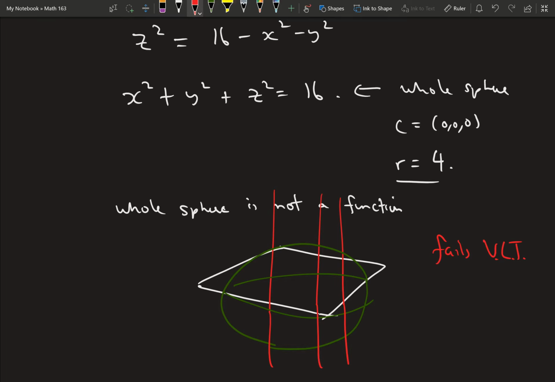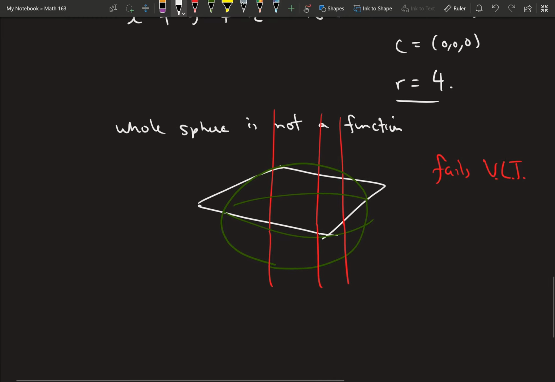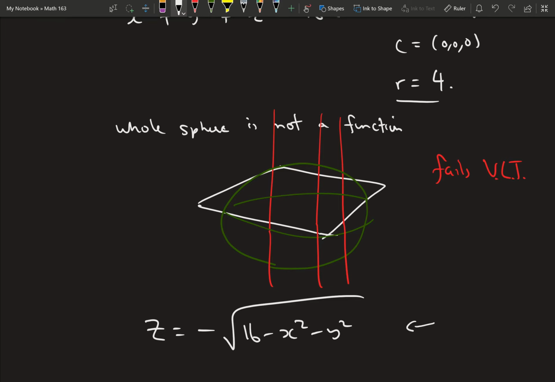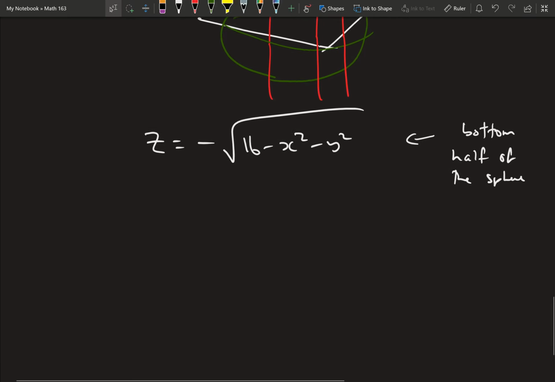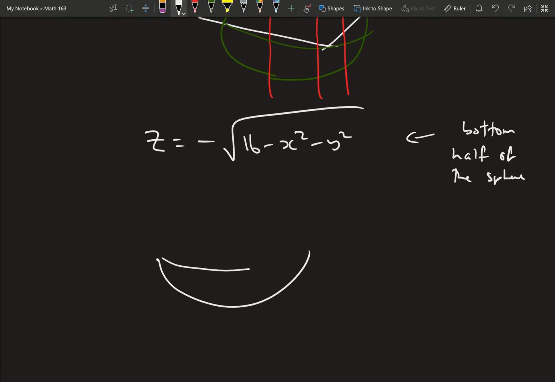So this must be just part of the sphere, and indeed you can see, since that z is the negative square root of 16 minus x squared minus y squared, this is actually the bottom half of the sphere. So we have the bottom half of a sphere with our coordinate plane sitting right here.